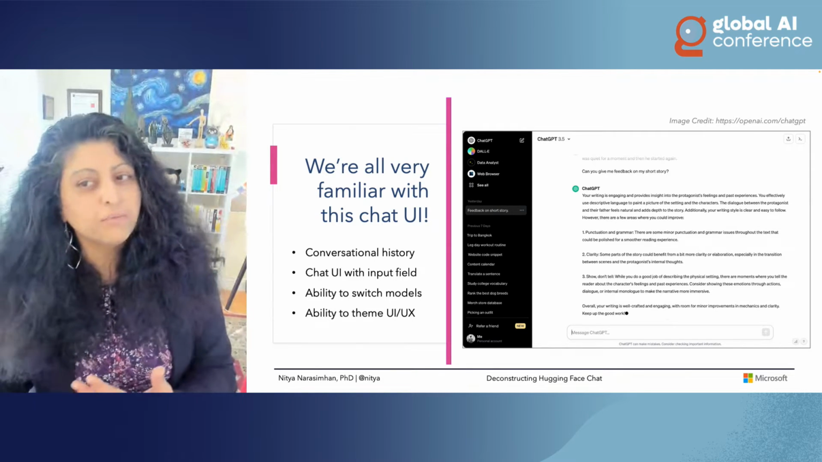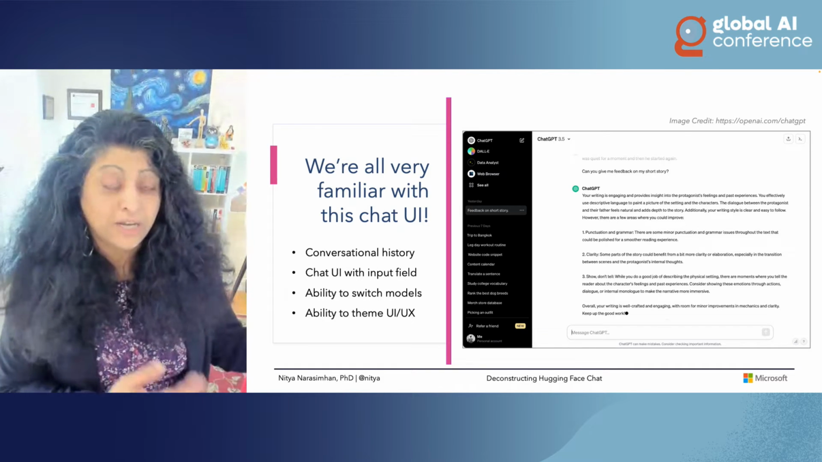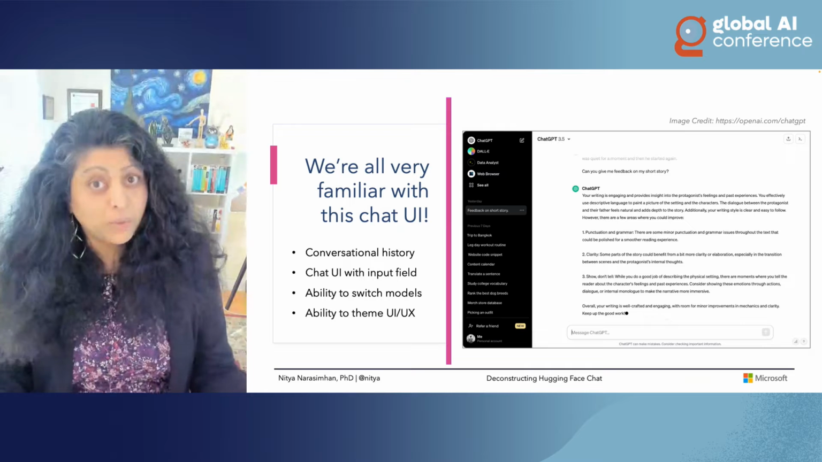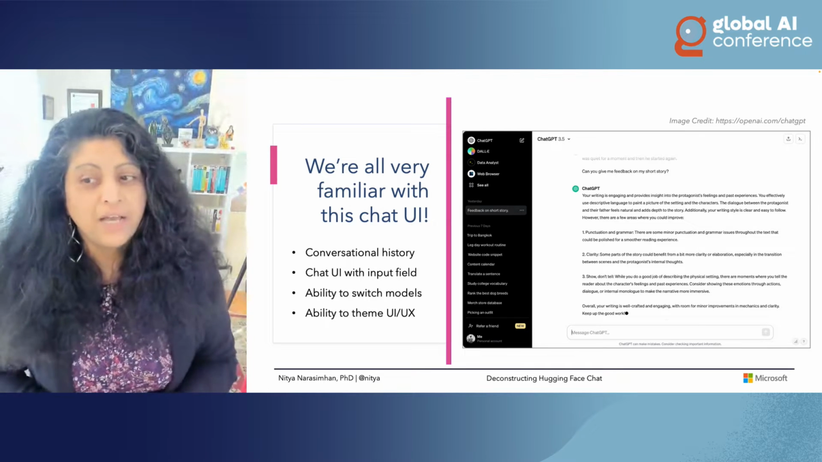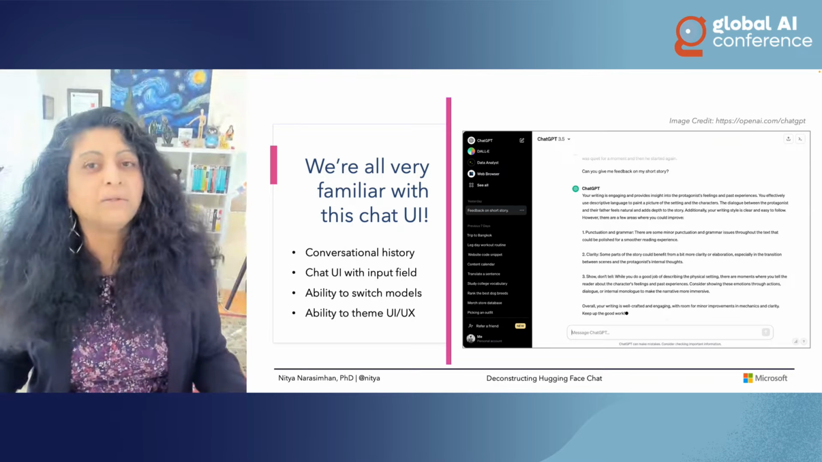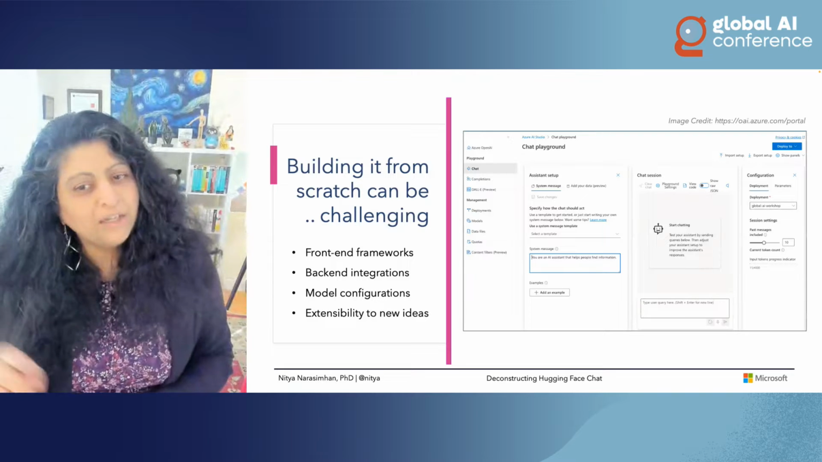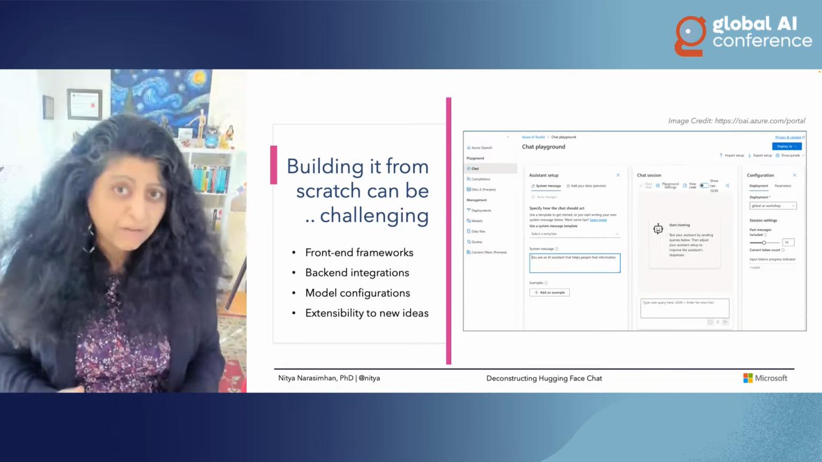You have the ability to switch models, right? You might pick GPT 3.5 versus 4. You might also be able to try out different models. You can switch the themes between dark and light mode. And as you see richer and richer UIs, you might have more features. This looks super cool, and this is something we probably all want. But it turns out that building it from scratch can be quite challenging.